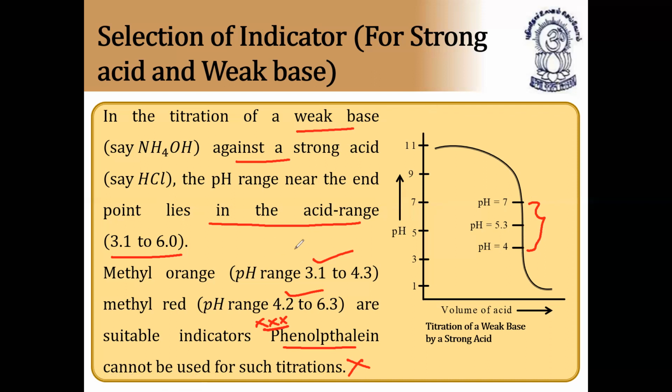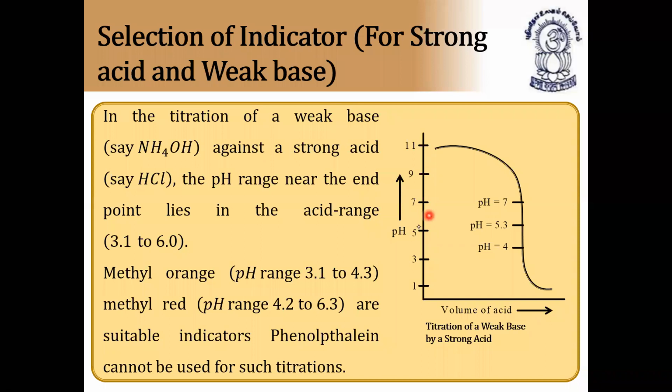So methyl orange, pH is equal to 7, 4.2 to 6.3, methyl red color. Methyl orange shows orange color and methyl red shows red color. Endpoints are important in this titration. They'll ask endpoint as well as equivalence point.